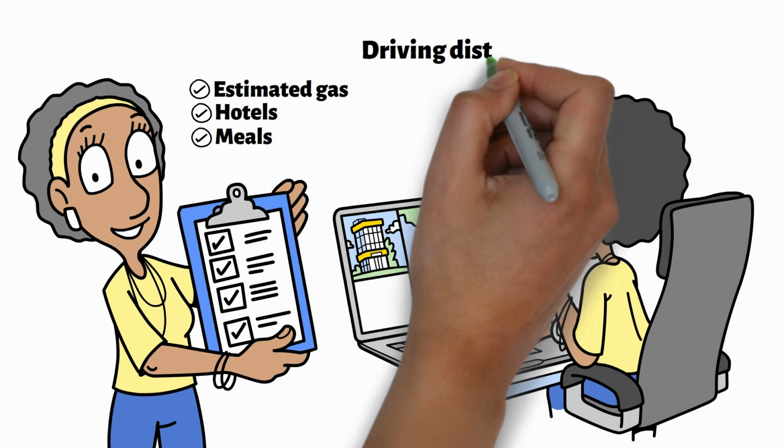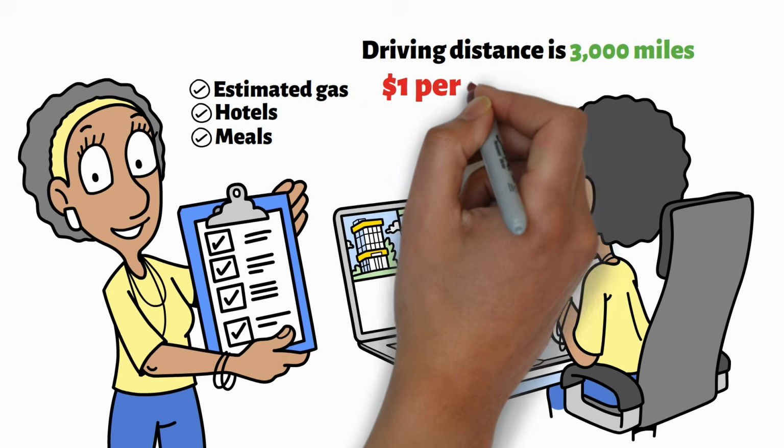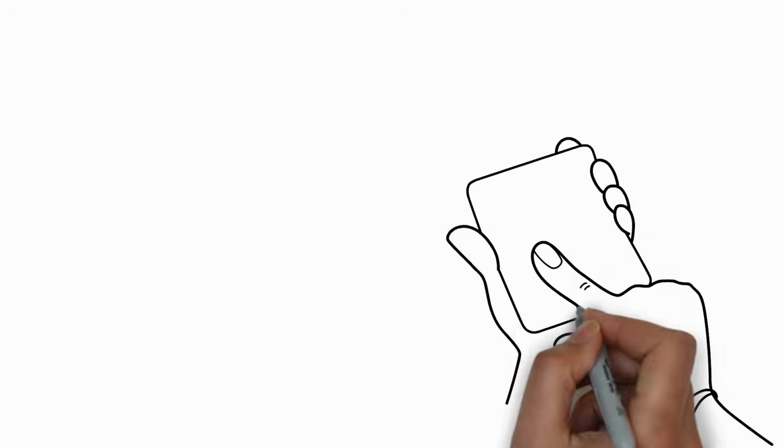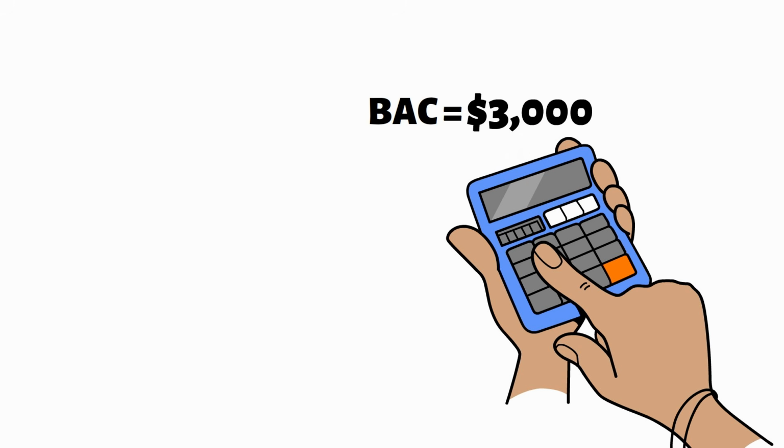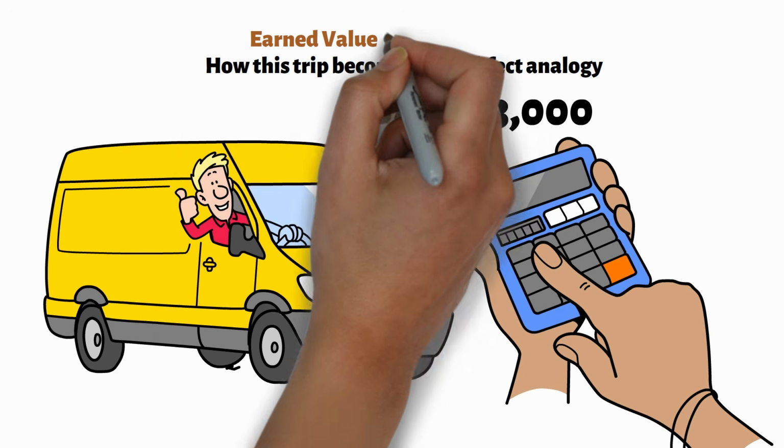You estimated the total driving distance is 3,000 miles across the country with a spending budget of $1 per mile, so the total budget at completion, or BAC, is $3,000. Now, let's see how this trip becomes the perfect analogy to understand earned value management.